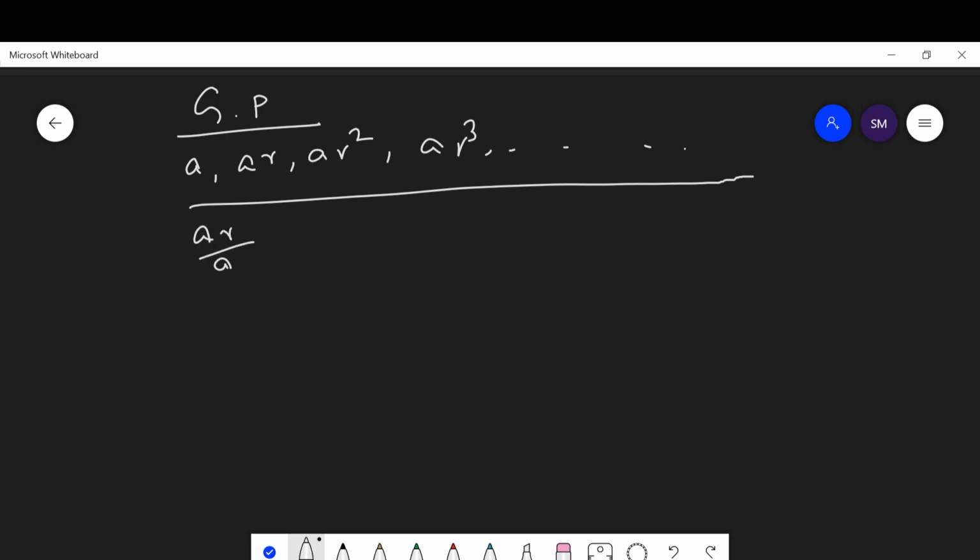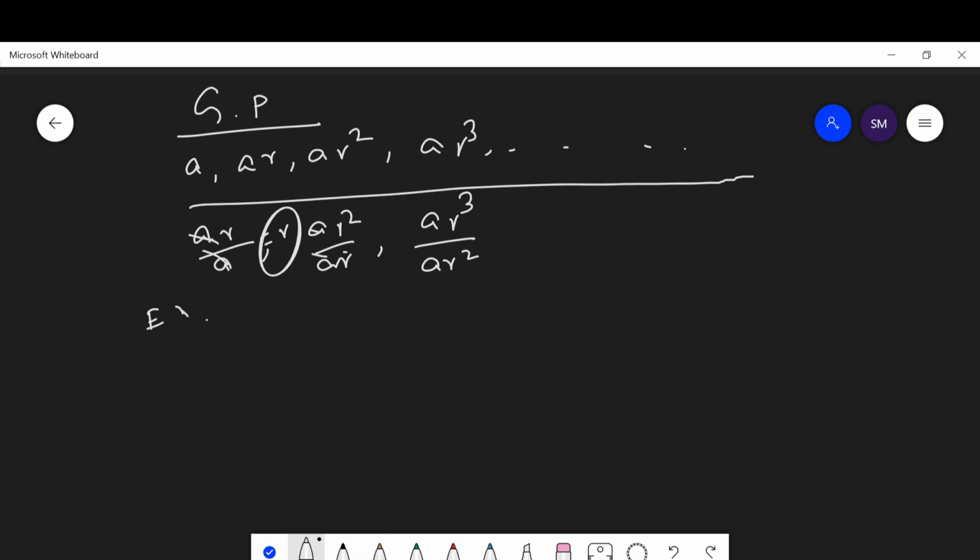AR upon A, AR square upon AR, AR cube upon AR square is a constant, R. Here R is the common ratio between two consecutive terms.